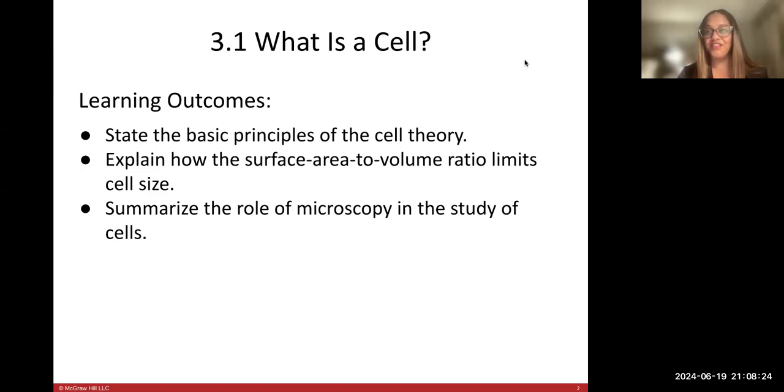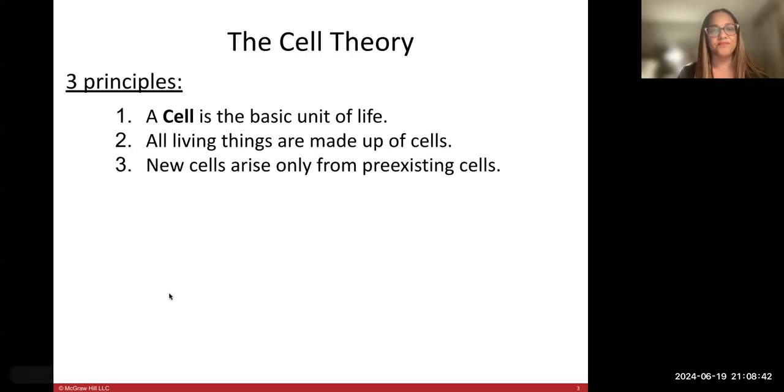So the cell theory. We talked about what a theory was and how a theory has lots and lots of evidence behind it when it becomes an actual theory. But there are three principles to the cell theory. A cell is the basic unit of life. All living things are made up of cells, and new cells arise only from pre-existing cells.